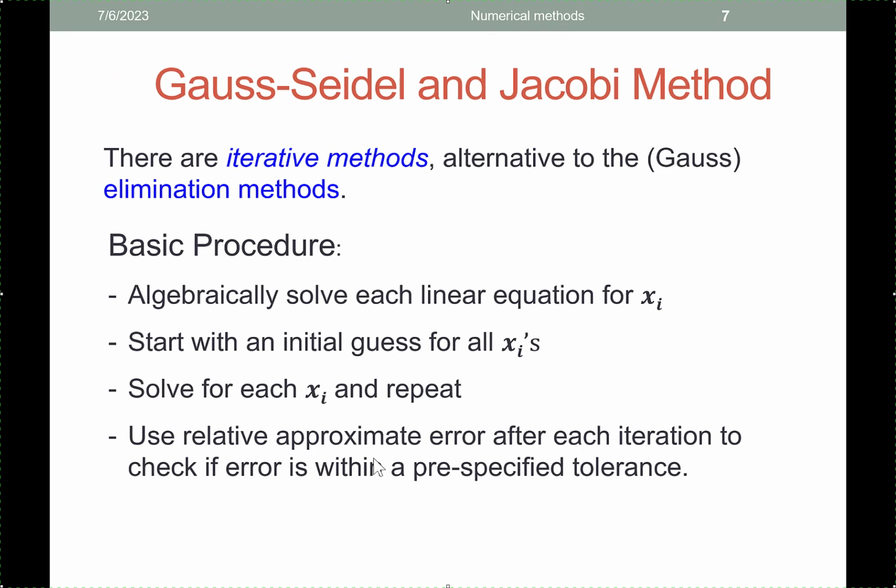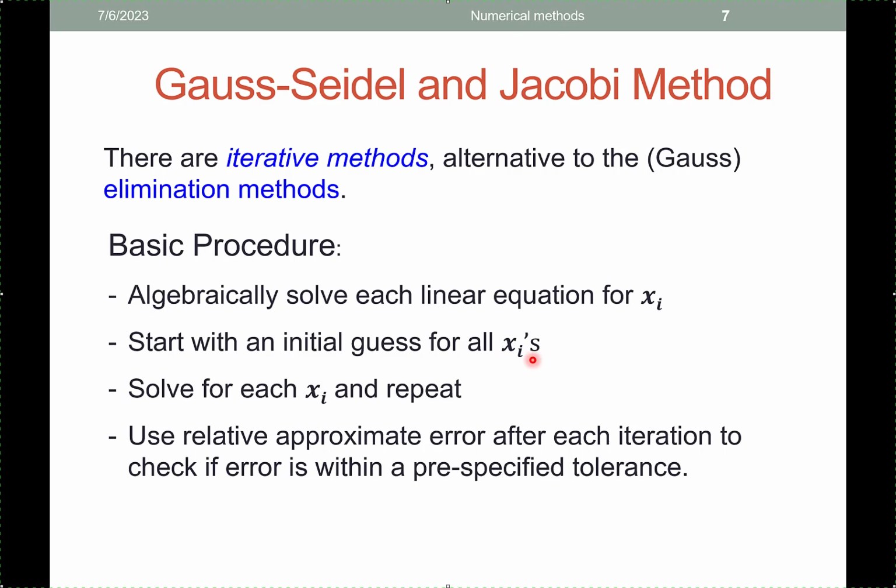Now we're going to move on to the Gauss-Seidel and Jacobi methods, which are both numerical, iterative methods to solve a set of algebraic linear equations. In this case, we would follow this basic procedure. First, algebraically solve each linear equation for xi. So if you have 3 equations, each one you solve for a different variable, and we'll see that in an example. Then you start with an initial guess for all of the variables.